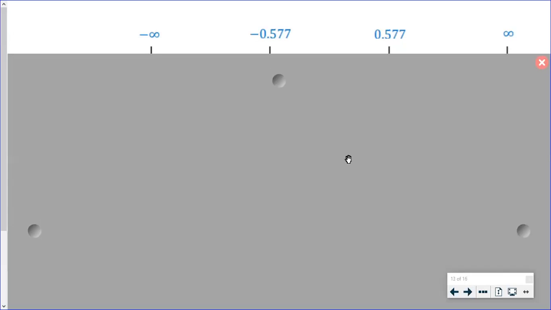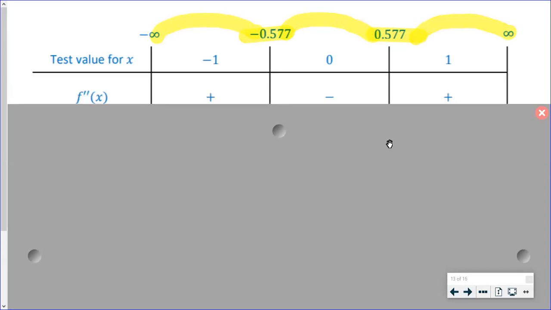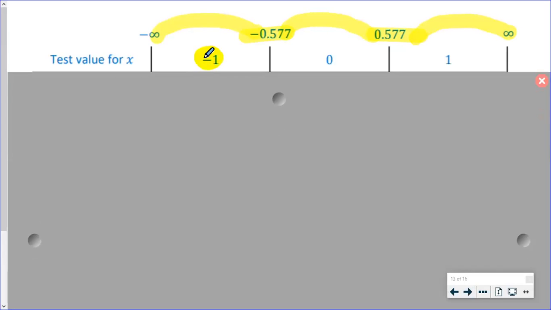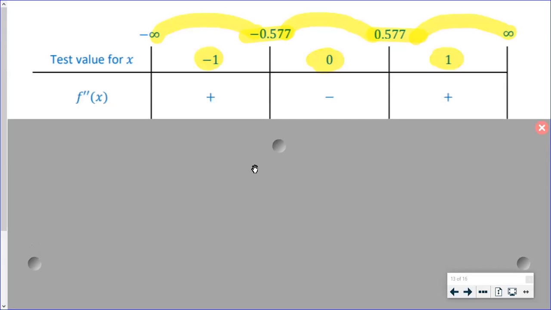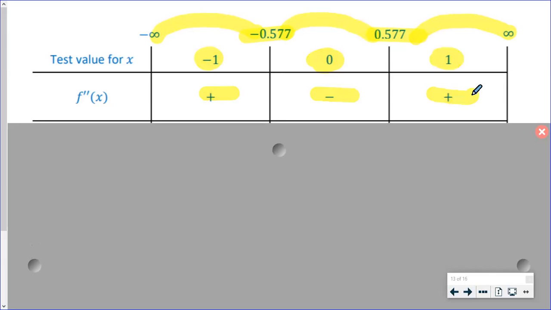So our sign table, our second derivative test table, is going to look a little bit different, because now, instead of just 3 intervals, we have 4 possible intervals and 3 possible test numbers. So this time I'm plugging each test number into the second derivative equation. I don't need to know the values. Remember, I just need to know the sign of the second derivative.